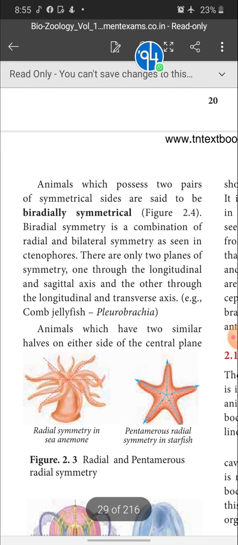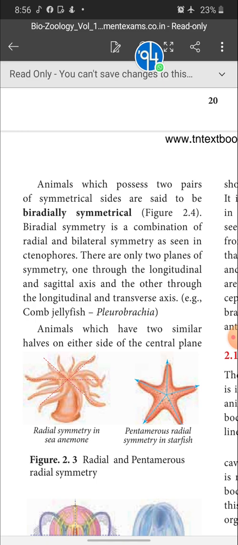Next we are entering into the biradially symmetrical. Animals which possess two pairs of symmetrical sides are said to be biradially symmetrical. Biradial symmetry is a combination of radial and bilateral symmetry as seen in ctenophora. So biradial symmetry is seen in the animals of ctenophora.